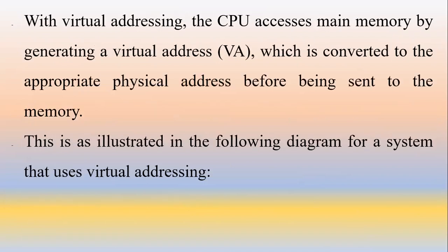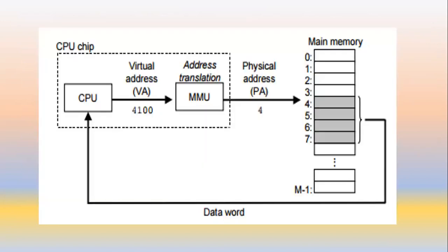With virtual addressing, the central processing unit accesses main memory by generating a virtual address, which is converted to the appropriate physical address before being sent to the memory. This is illustrated in the following diagram for a system that uses virtual addressing. From this diagram, it is very clear that the memory management unit is found in the same chip as the central processing unit.